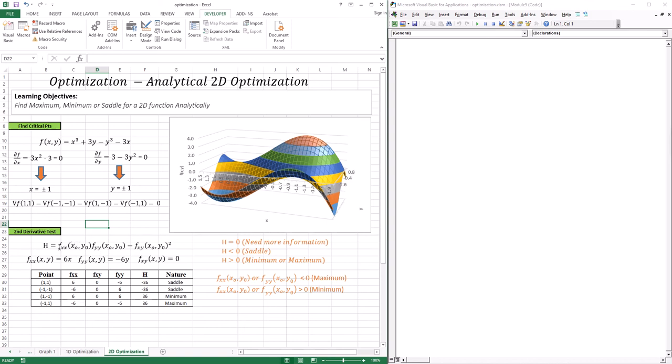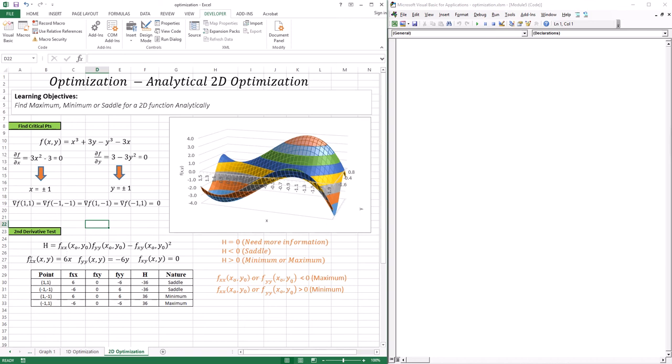Now the second derivative fxx means I'm going to take the first derivative in terms of x, and I'm going to differentiate it again in terms of x. Now fyy, as you would predict, is basically taking the derivative in terms of y and taking another derivative of it in terms of y again. And fxy is taking the derivative in terms of x and differentiating it in terms of y.